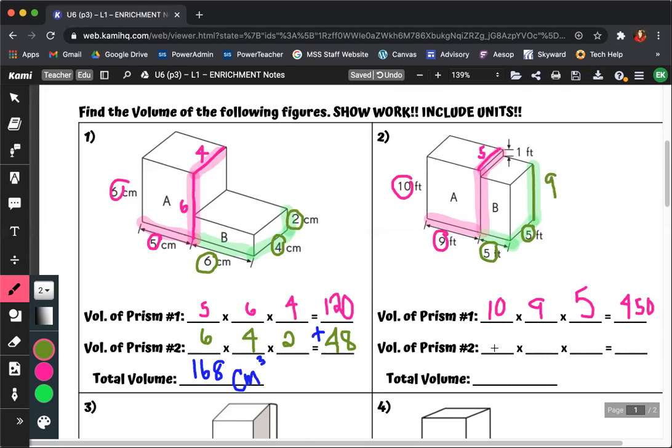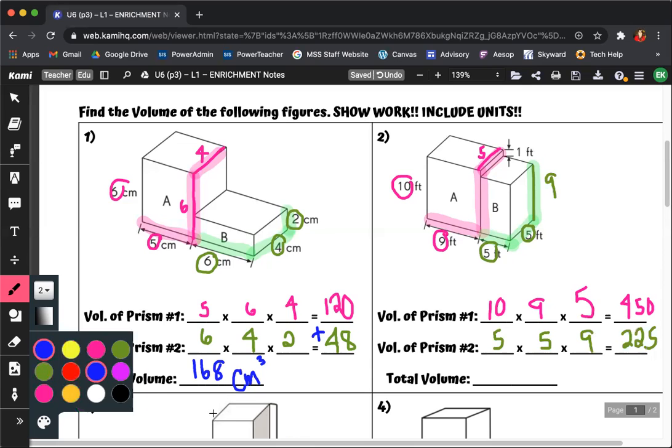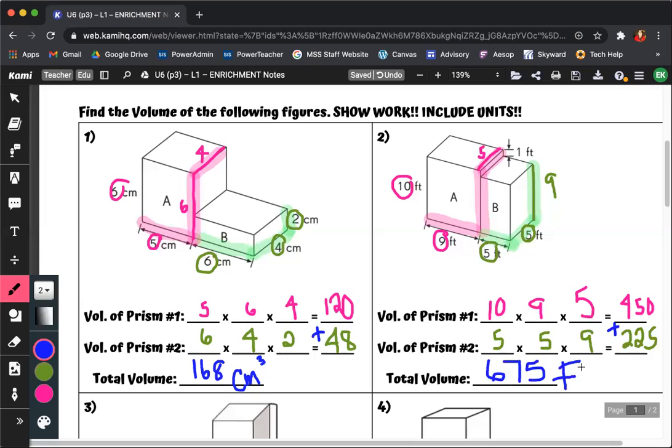So we're going to do 5 times 5 times 9. Plugging that in, 5 times 5 is 25, times 9 is 225. And then a reminder, for our total volume, we're adding these together. 450 plus 225 is 675, and our units are feet cubed.